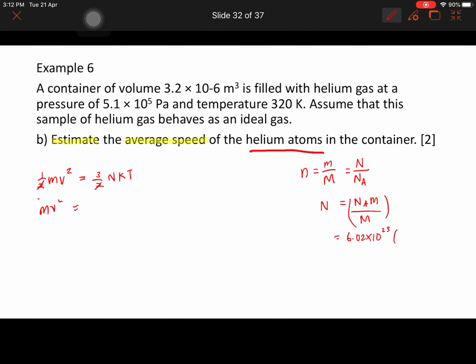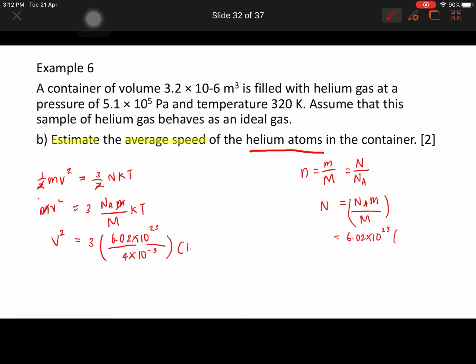So I have mv squared equals 3kT. What's N? N is m over big M times kT. I have mass on both sides, the total mass of the particles. So I'm left with v squared equals 3 times 6.02 times 10 to the power of 23 divided by big M, molar mass, which is 4 times 10 to the power of minus 3, times k.